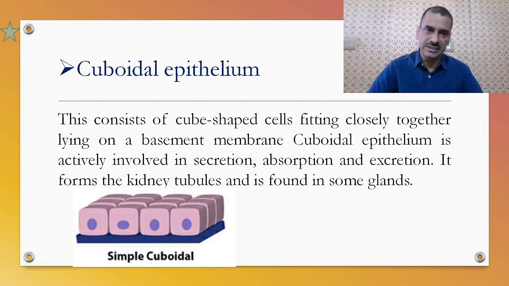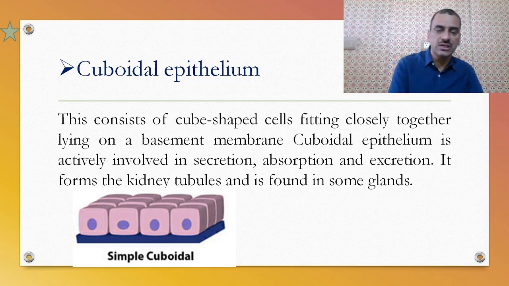Second is cuboidal epithelium. As the name suggests, cube. So here the cells are like cubes. This consists of cube-shaped cells fitting closely together and lying on the basement membrane. So this is the basement membrane and cells are lying there. This cuboidal epithelium is actively involved in secretion, absorption and excretion. It forms the kidney tubules and is found in some glands.